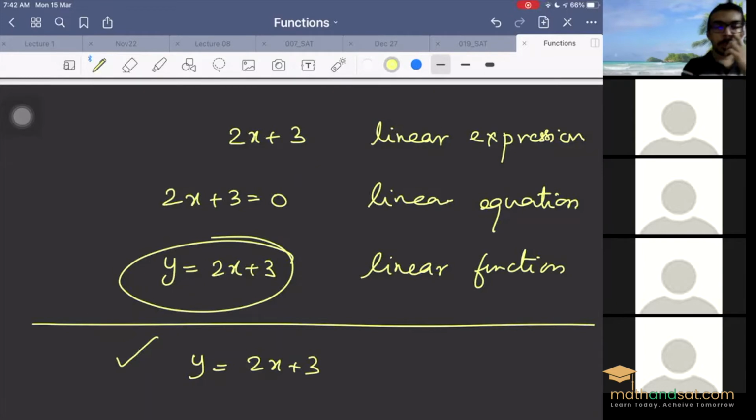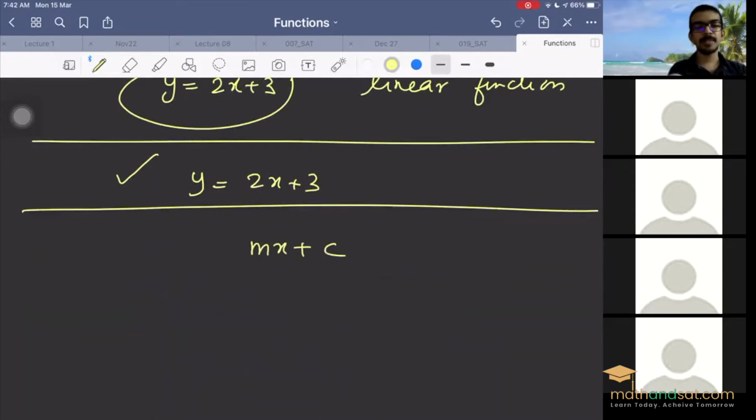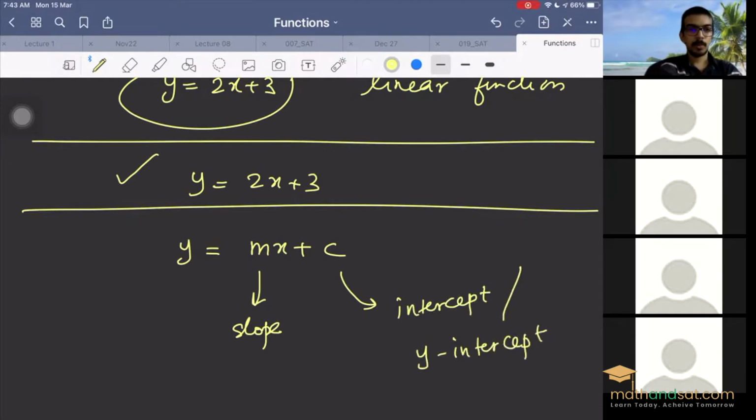So you know that a linear expression will always be of the form mx plus c. M and c are constants. And in a linear function, m is usually called the slope, and c is what we usually call the intercept, or sometimes the y-intercept.